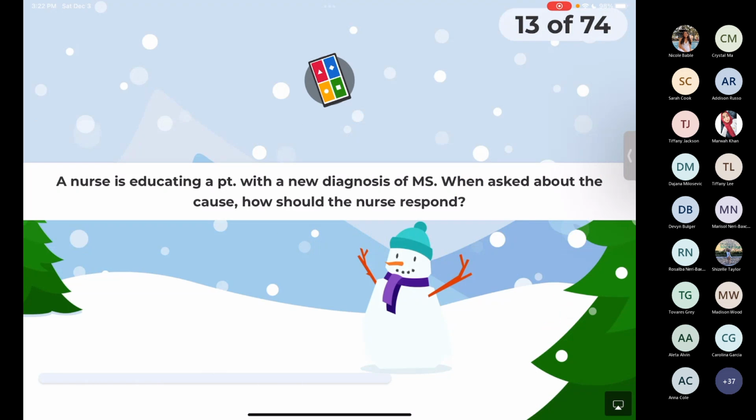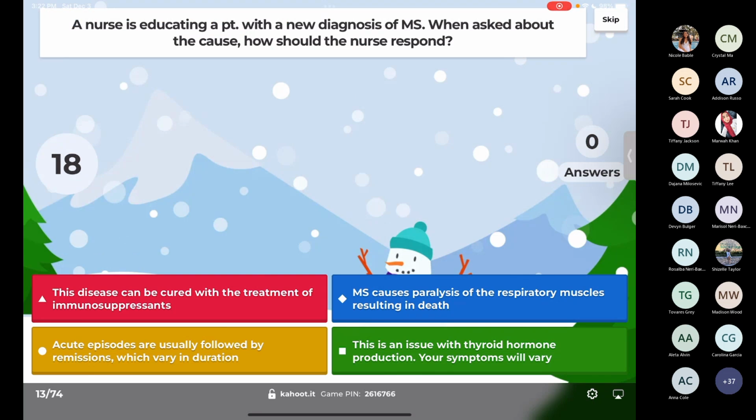A nurse is educating a patient with a new diagnosis of multiple sclerosis. When asked about the cause, how should the nurse respond?